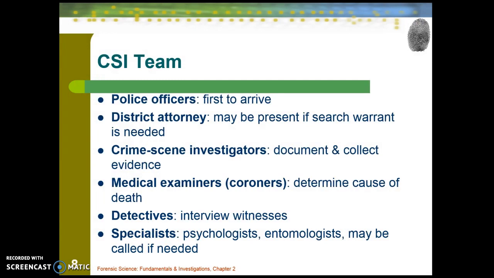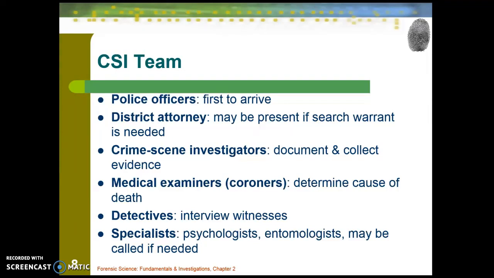The CSI team. The police officers are the first to arrive. If a search warrant is needed, then a district attorney will also be present. The crime scene investigators are responsible to document and collect evidence. The medical examiners, also known as coroners, are responsible for determining the cause of death. So what caused the person to die?